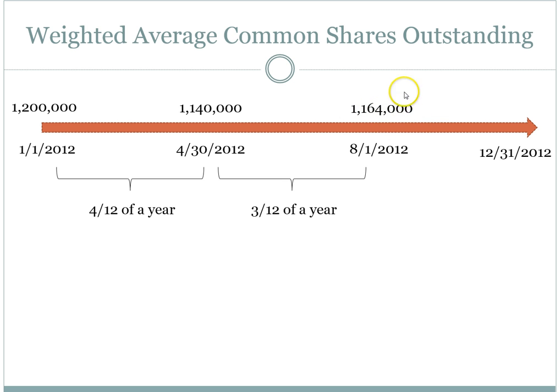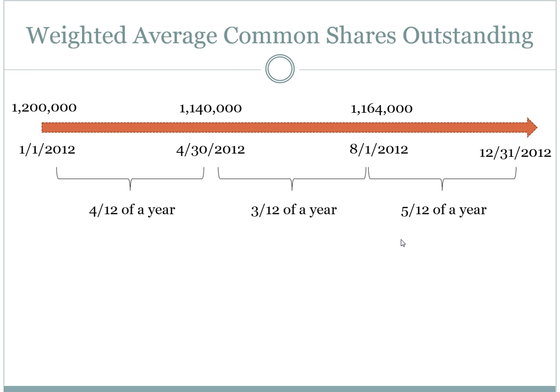So now the number of shares issued and outstanding is 1,164,000, and that's true for 5/12 of a year. From August 1st to December 31st is 5 months. So we've got August, September, October, November, December. That's 5/12. You can check to make sure that you've got your months correct. Your numerators have to add up to 12, right? There's 12/12 of a year. So 4 plus 3 plus 5 is 12/12 of a year.